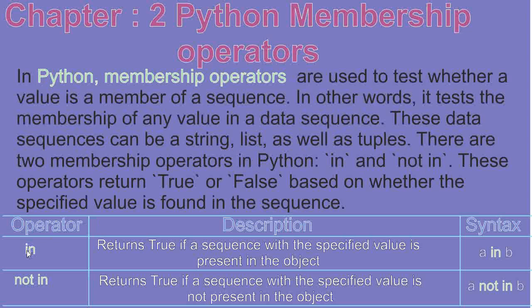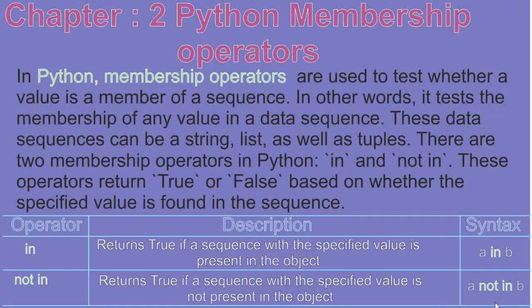The in operator returns true if a sequence with the specified value is present in the object. The not in operator returns true if a sequence with the specified value is not present in the object. And this is our syntax, which we will discuss practically.